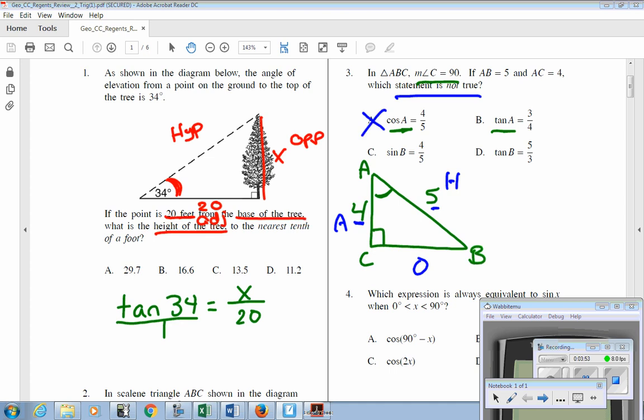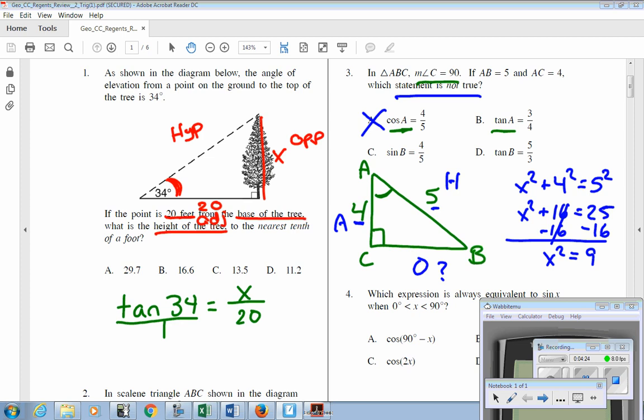Now going to tangent. Tangent would be opposite over adjacent, and that one says 3 over 4. I don't have a measurement on the opposite side, but because it's a right triangle, I could use the Pythagorean theorem to help me find out what that third side is. If I do that, and I subtract the 16s on both sides, I get x squared is 9, and if I take the square root of that, x is 3. So in that case, 3 over 4, that's true also.